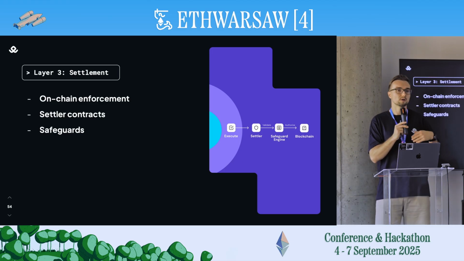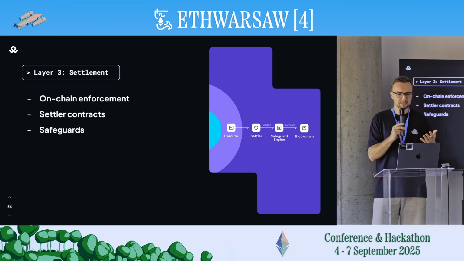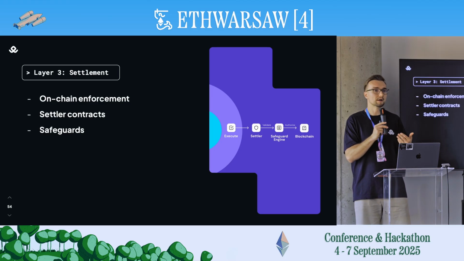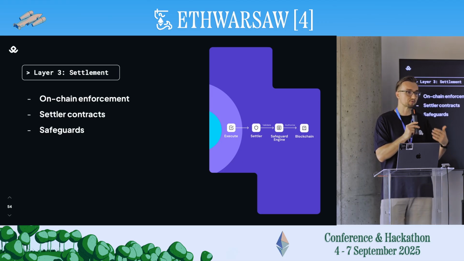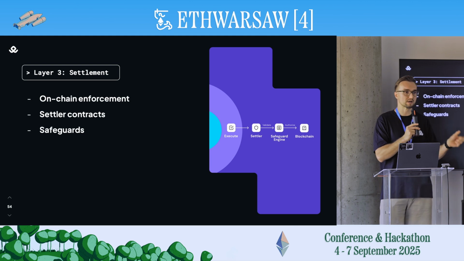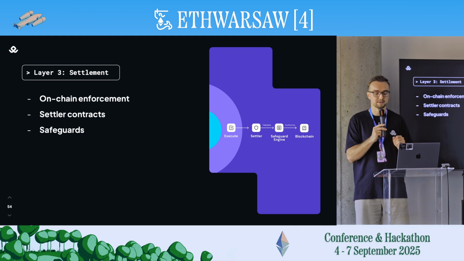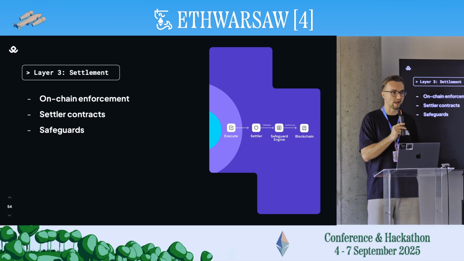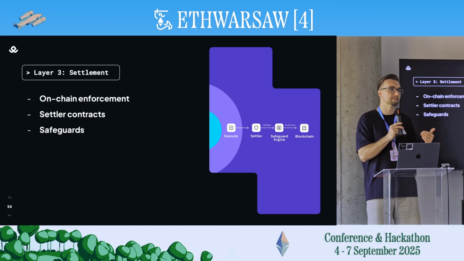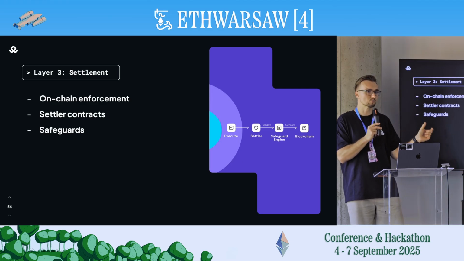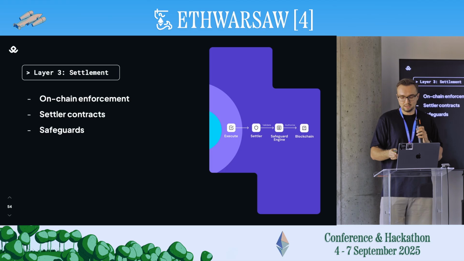When the solver solves the intent for you, they have to provide a proof to the protocol that there is a match between the intent and the execution, and then the protocol checks it on your behalf. If for any reason it would not match, then the execution would fail, and basically the task will kind of keep going.